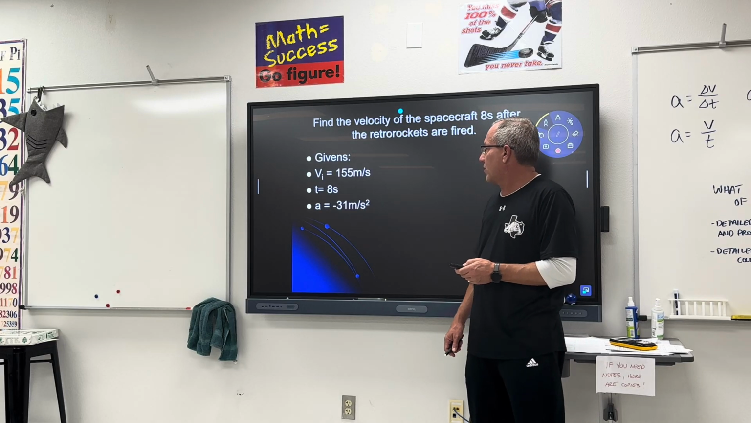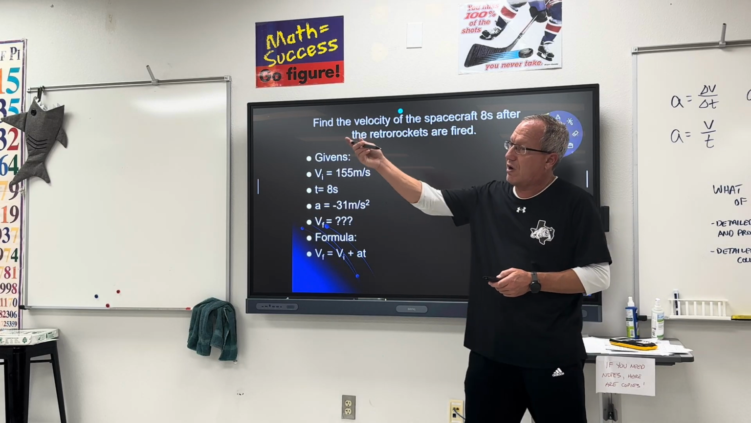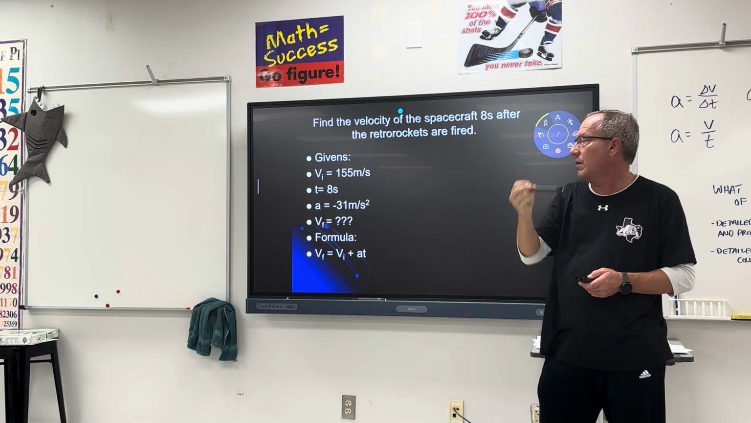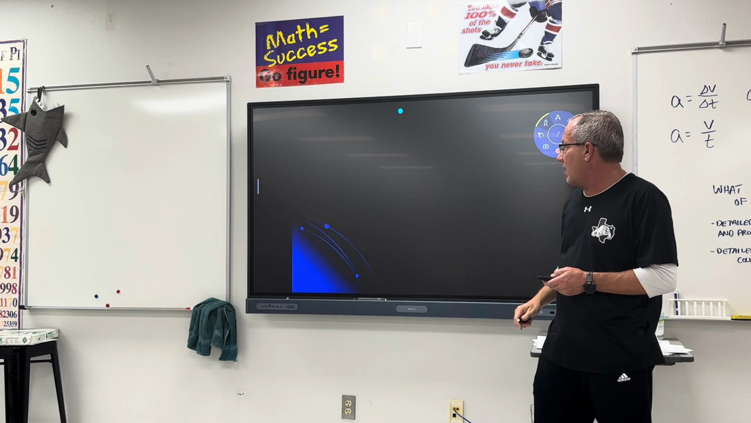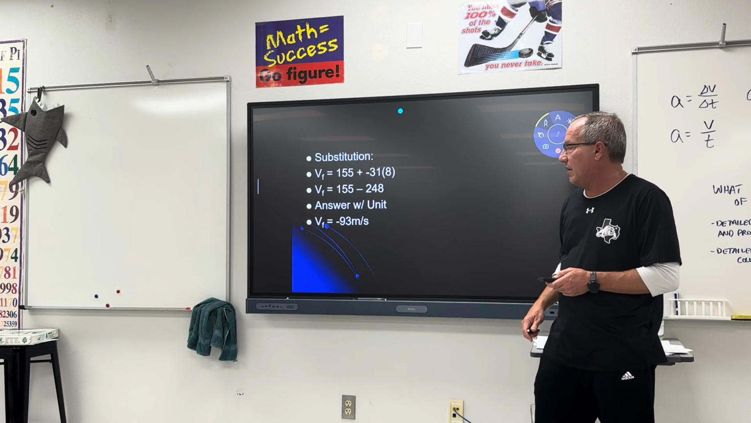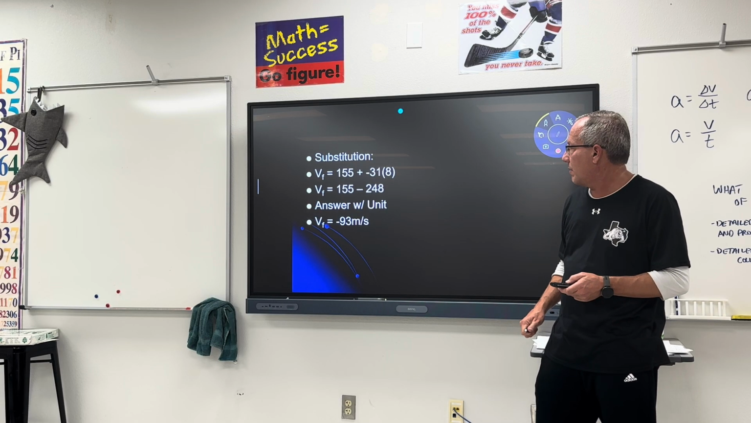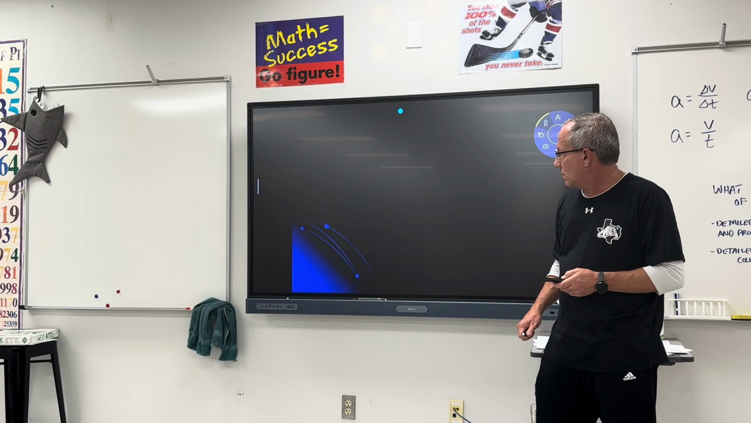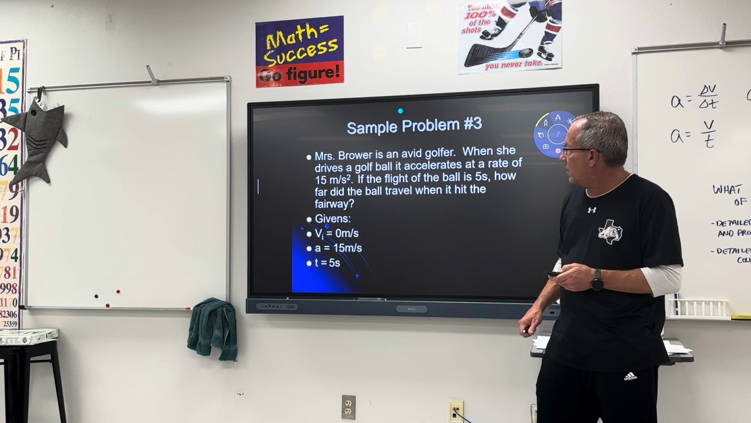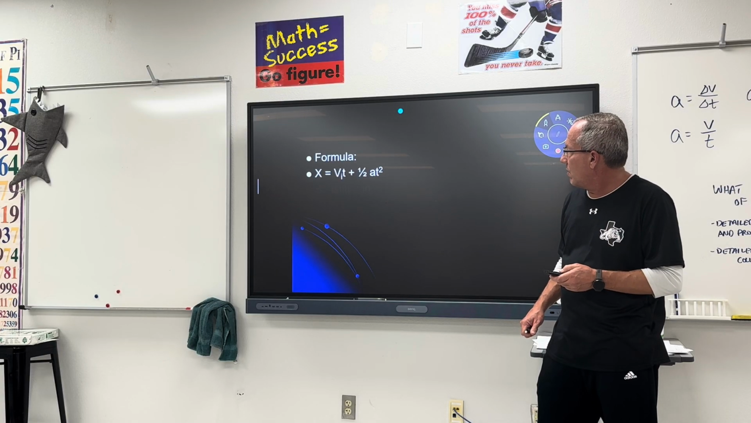This is part C, the retro rockets. After 5 seconds, the retro rockets are still firing. Now that rocket's going to go the other direction, isn't it? All right, and it will calculate out that way if you run it, and notice that the final velocity is negative 93 meters per second, all right? Don't worry about sample 3. You can go over that if you want to.